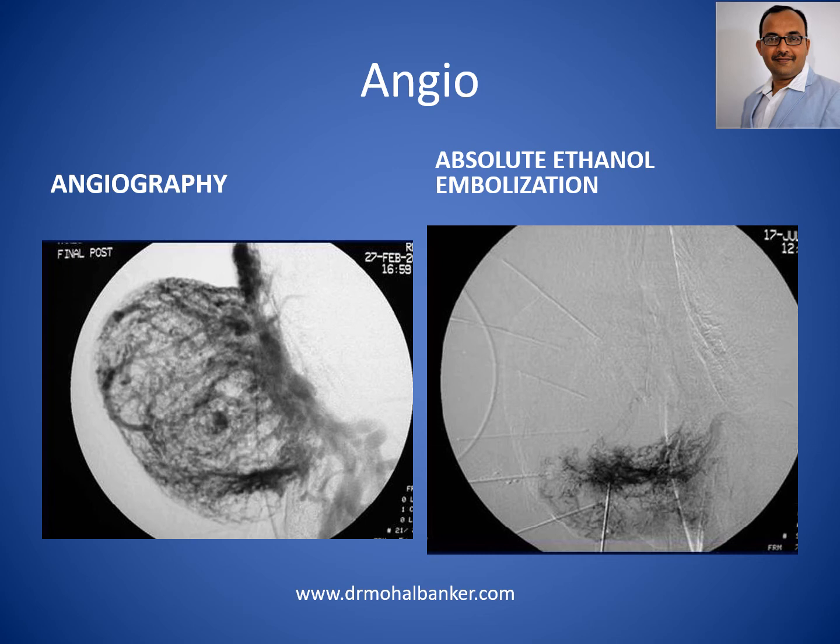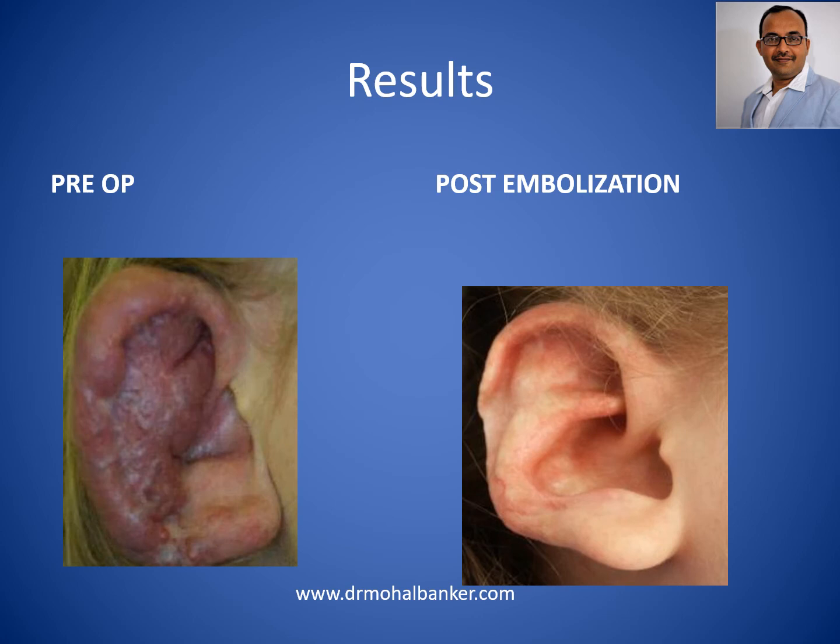On the left hand side, the entire lesion is filled up with the contrast, and after absolute ethanol embolization, the diseased vessels have disappeared and are obliterated. The preoperative picture shows AVM in the external ear, and post embolization this entire lesion disappeared from the ear.